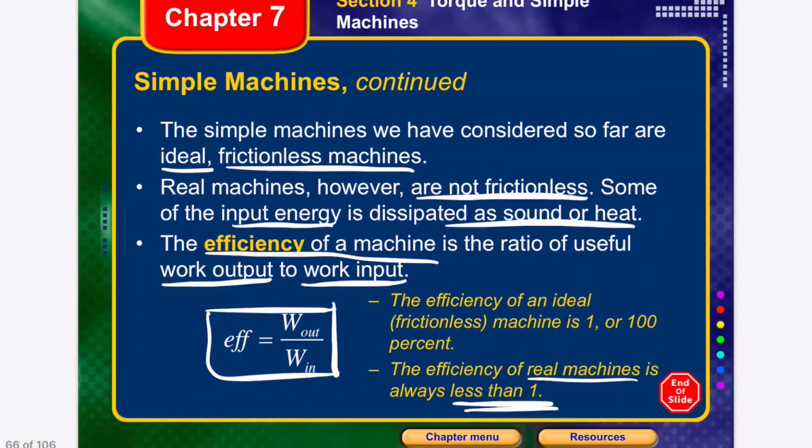So this is the idea behind the efficiency of machines. With that, we end the topic on circular motion.